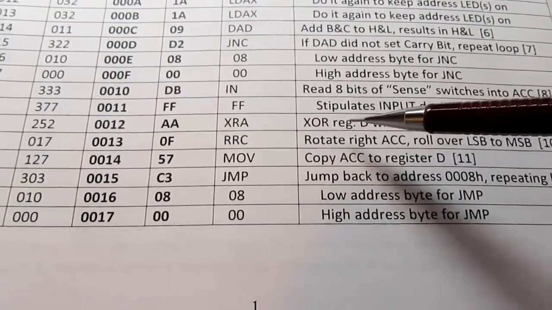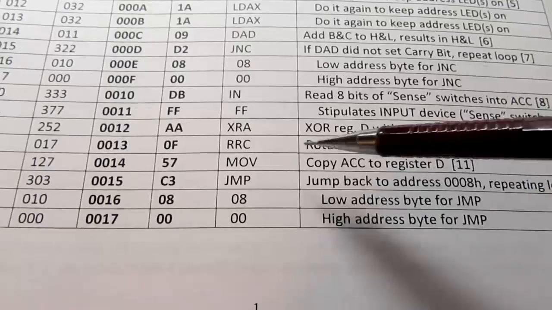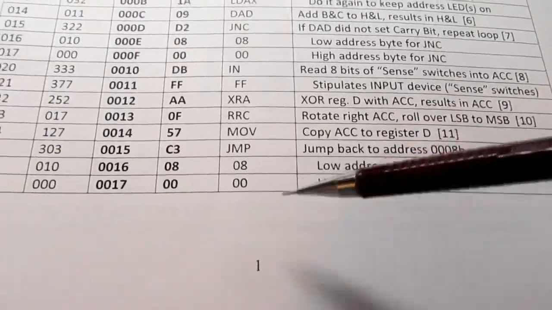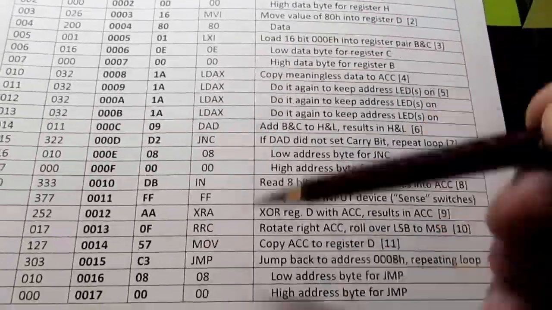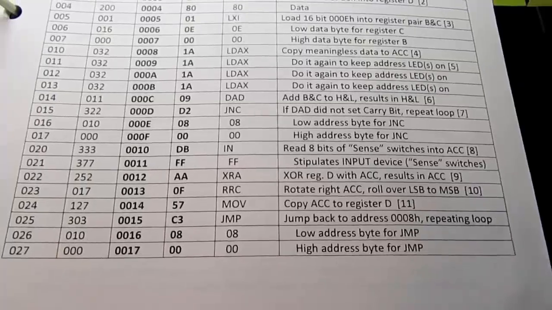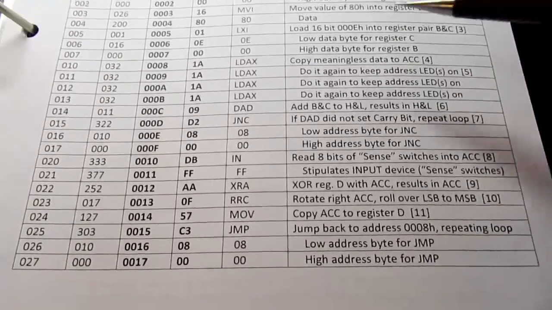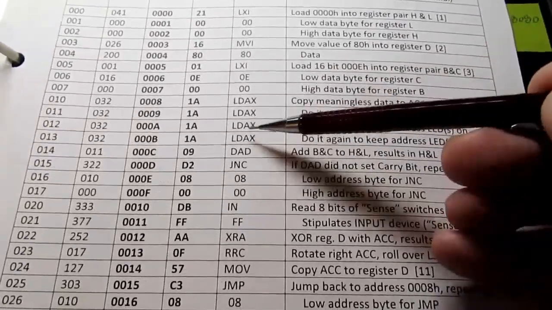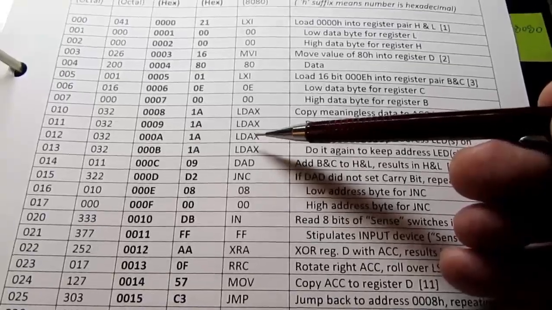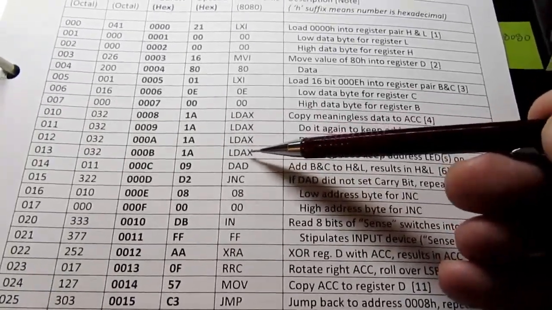You can XOR it with the copy of D that's in the accumulator. You can rotate right the accumulator. You can copy it back to D, jump back up to here again and do it again. So that's what's happening over and over, and it's really that simple. The only things that are really tricky about this program, I think, are why is this being done and how are we getting the computer to turn on its address LEDs under computer control.